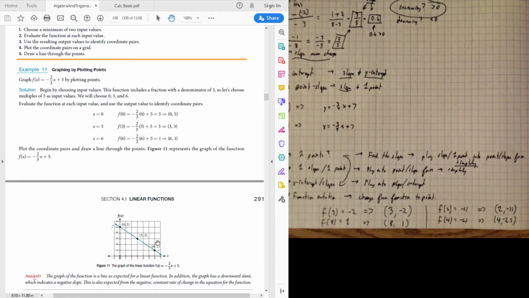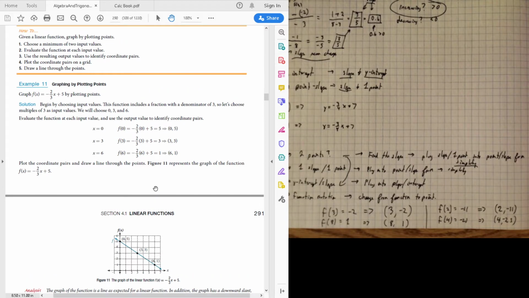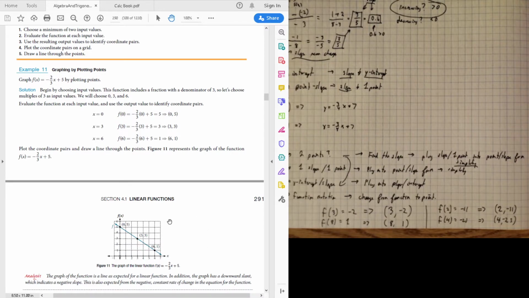Do not make this hard. I cannot stress that enough. This is not supposed to be hard. They have chosen 3 values, 0, 3, and 6. Cool. They chose these 3 for a very specific reason, to match the denominator. It's because it makes the math easier to do. If you're using a calculator, this is less important, but still important. Choose x's, find y's, graph points. You're done. Do not make this difficult.